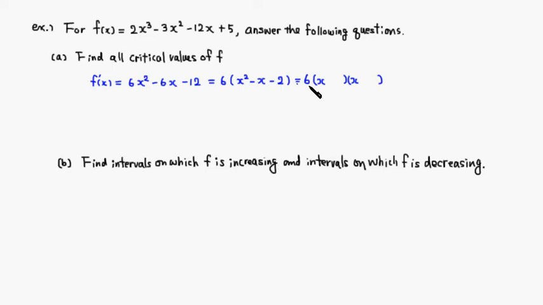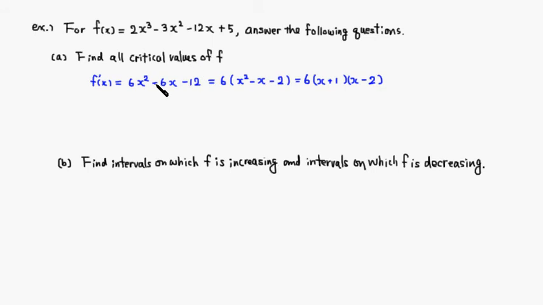So we have to come up with two numbers. If you multiply them together, you get negative 2. It would be positive 1 and negative 2. And if you add them up, we get negative 1. So it works out.